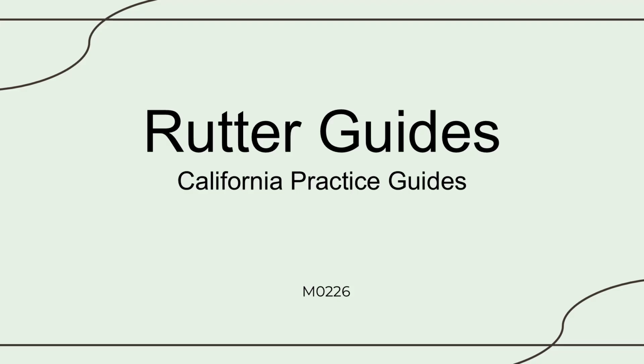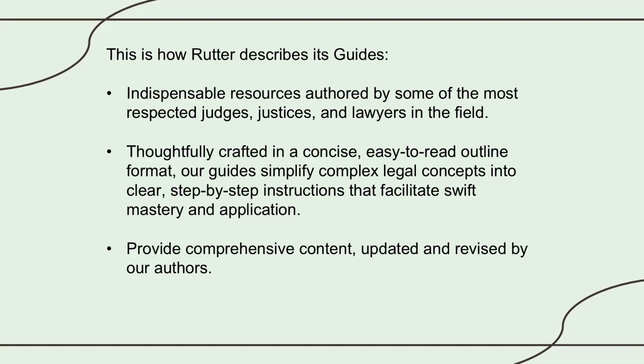Welcome back. In this video, I'm going to give you a quick introduction to a group of treatises called the Rutter Guides. They're also called California Practice Guides. Now here's a little bit about what Rutter itself says about its guides. As you can see, they basically do the same thing as the CEB treatises. They do seem to be more focused on litigation, and I do know these are very popular with the lawyers.